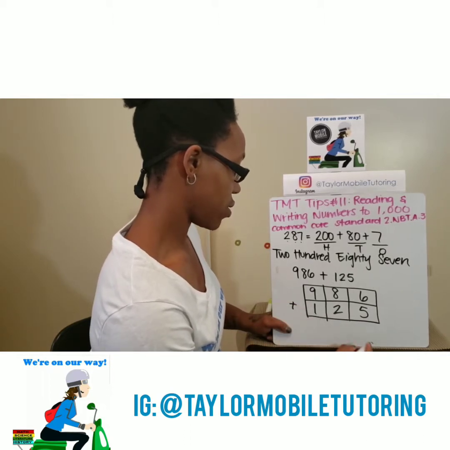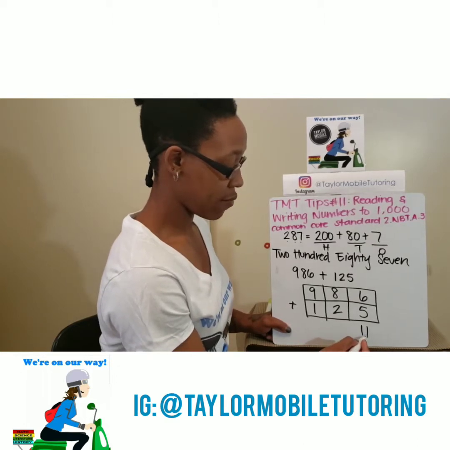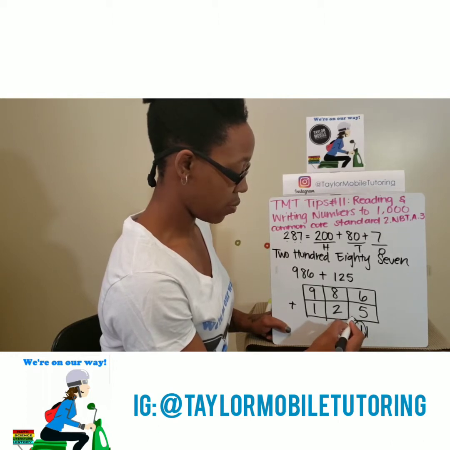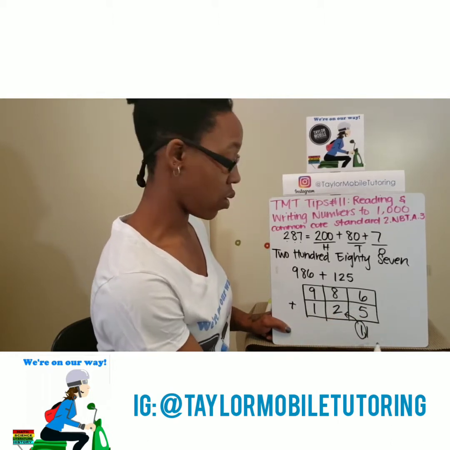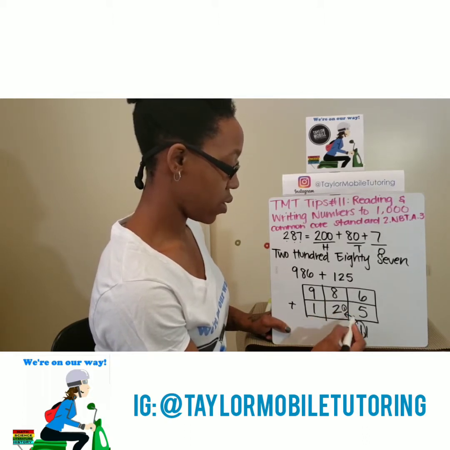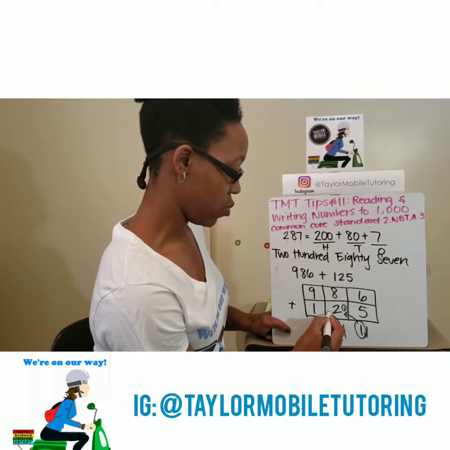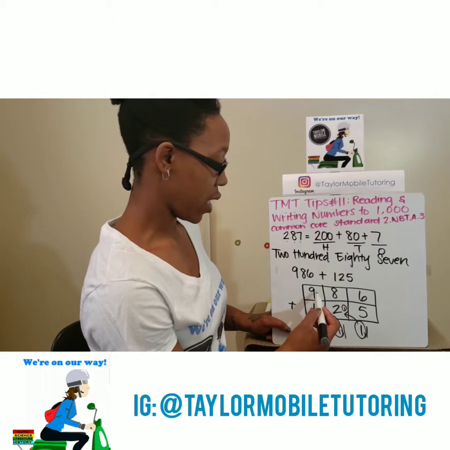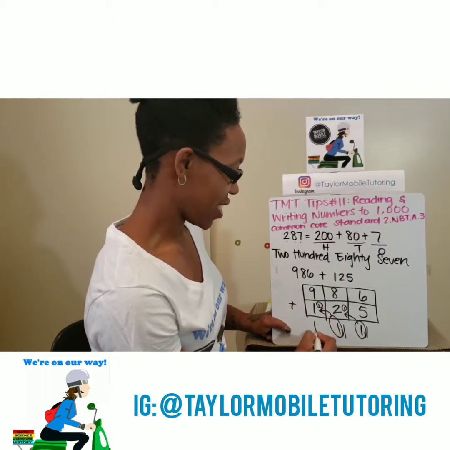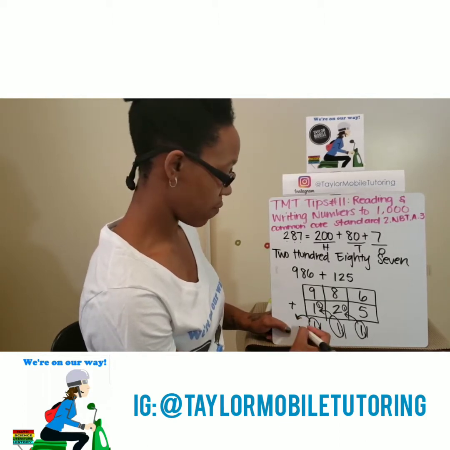So as I add these numbers together, 5 plus 6 is 11. So since I have a value that is greater than 10, I know that I have to take this number and move it to the next place value. So all I have in my ones is a 1. Now I have 8 plus 2 plus 1, which is also 11. So I have to take this 1 and move it to my next place value. Now I have 9 plus 1 plus 1, which is also 11. So I have to take this 1 and move it to my next place value, which is 1000s.